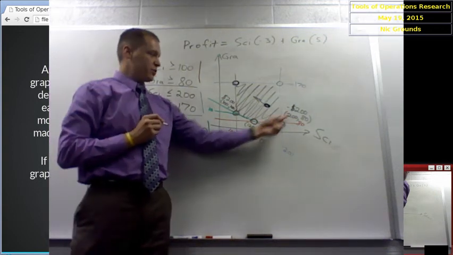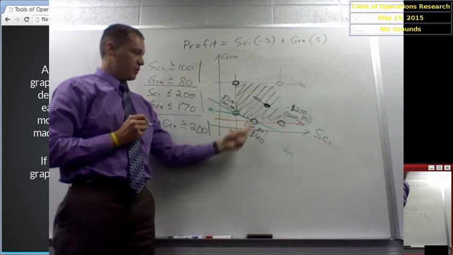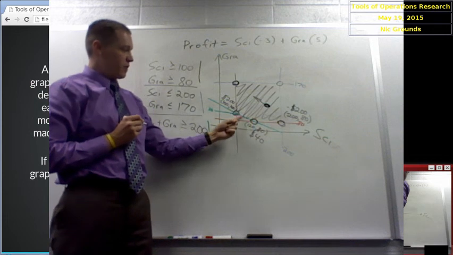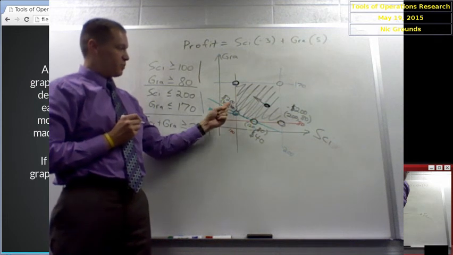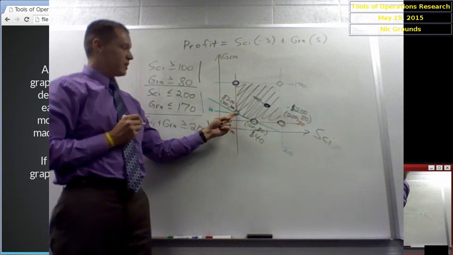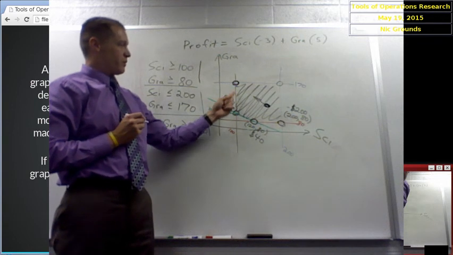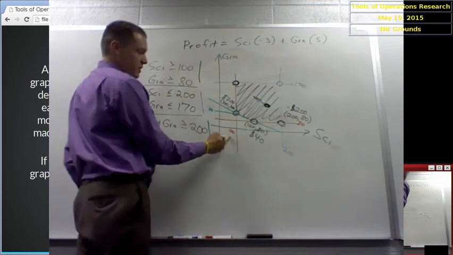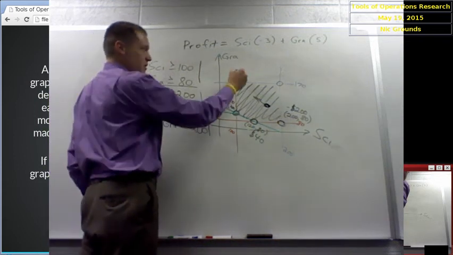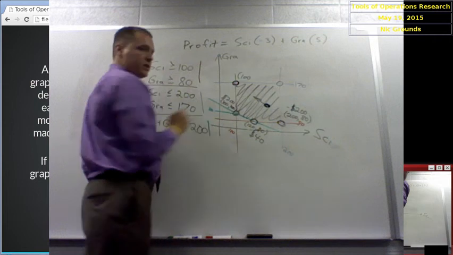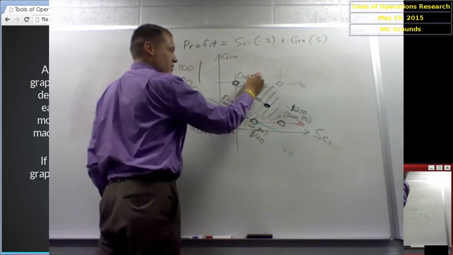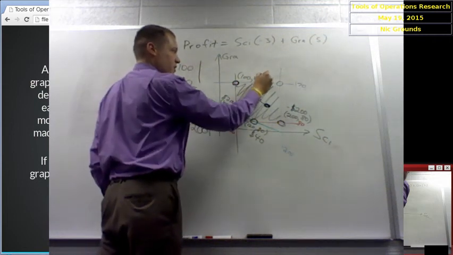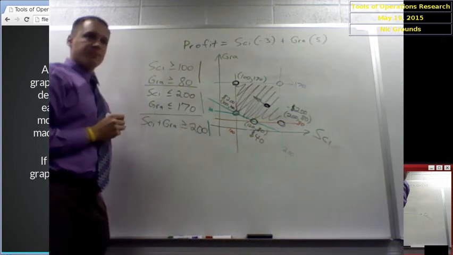So this corner, we lose 200. If we move to this corner here, we make $40. If we move up the green line, as far as we can go, we'll get to $200 profit. Again, intuitively, we think our best profit's going to be up here. So let's see. This profit says we need 100 scientific calculators and 170 graphing calculators, right?